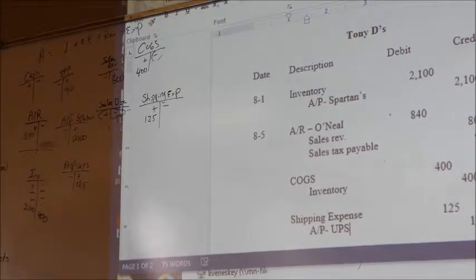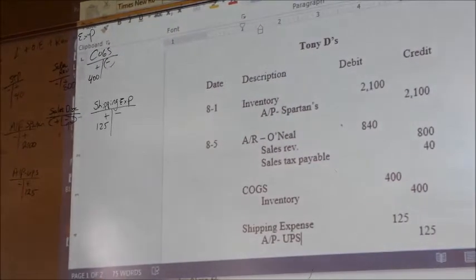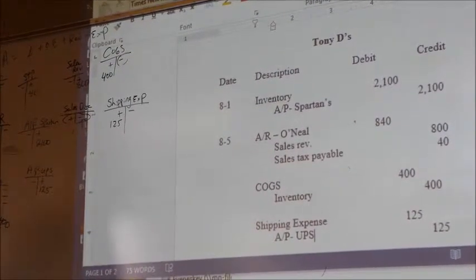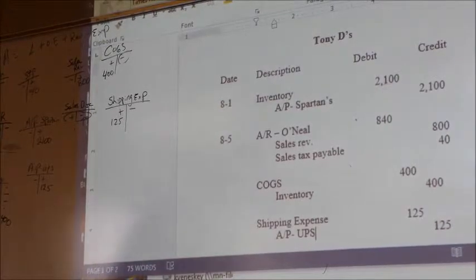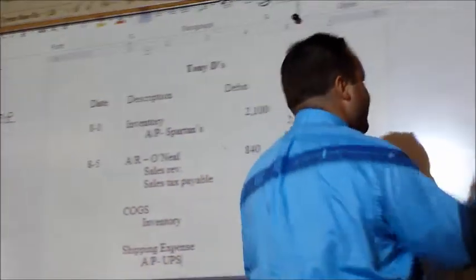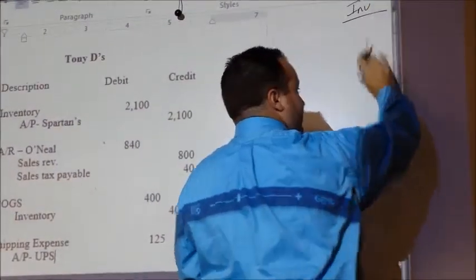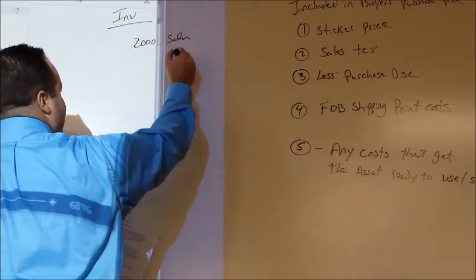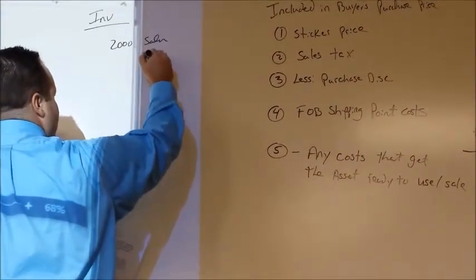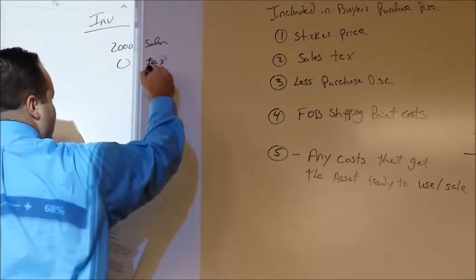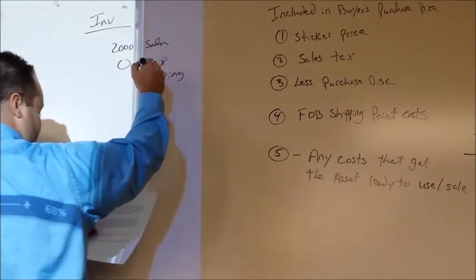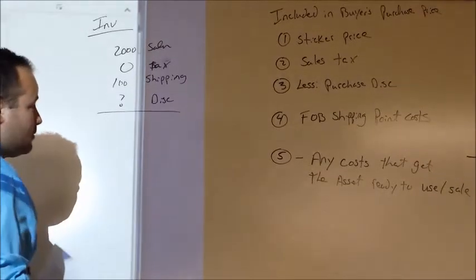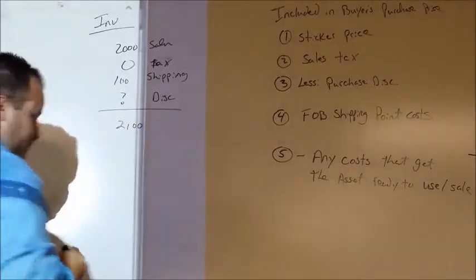Okay, now, August 8th, Tony D was prompt, and we paid Spartan Warehouse. So if I was looking back to my number 1 little notes, it said I had $2,000 in sales price and sales tax, it said none. Shipping, I know this wasn't the order, but it's close enough. I had 100, and then a discount, I don't know. So we did have 2,100.